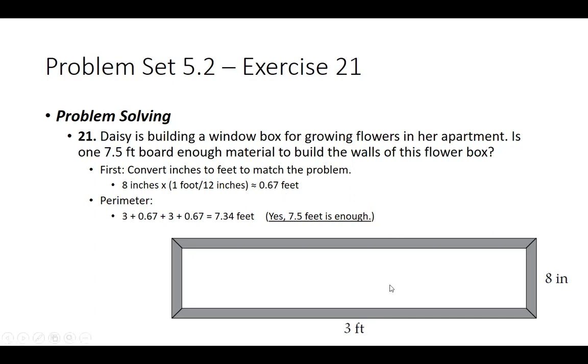That means when we look at the perimeter, we have 3 feet plus 0.67 feet plus 3 feet plus 0.67 feet. And that gives us 7.34 feet, which means yes, 7.5 feet is enough board to build the walls of the flower box.